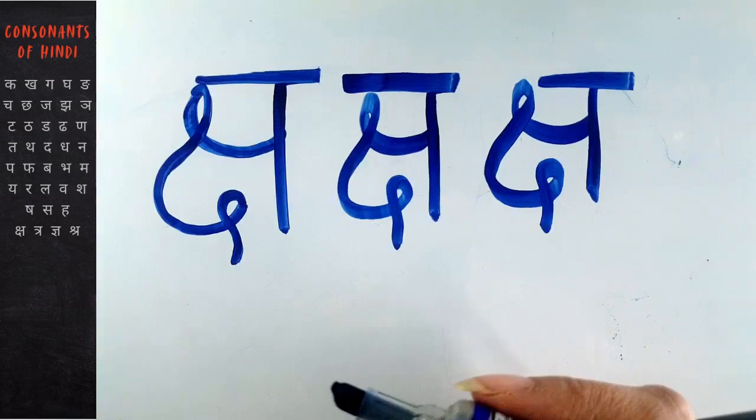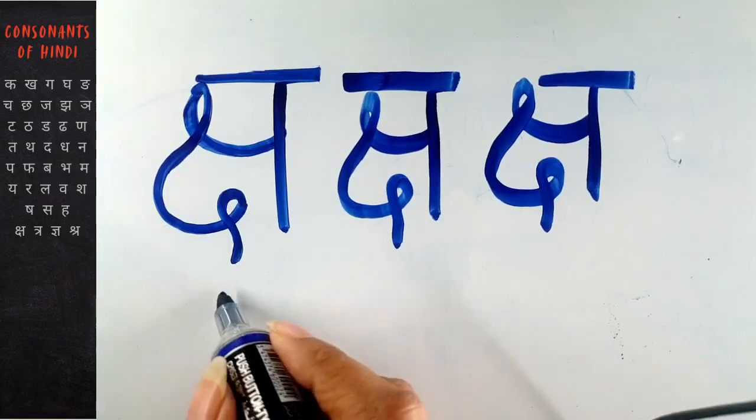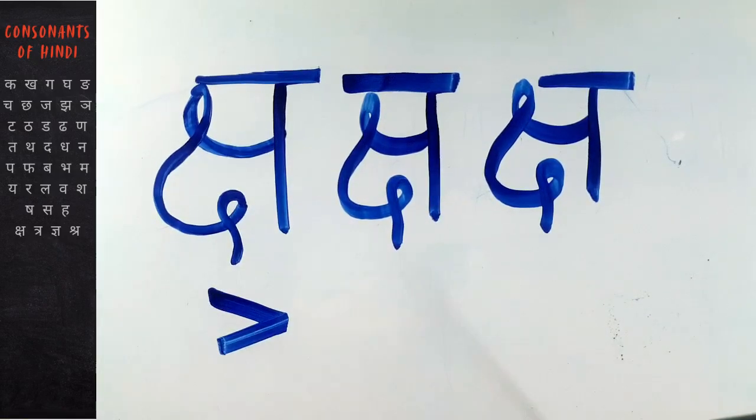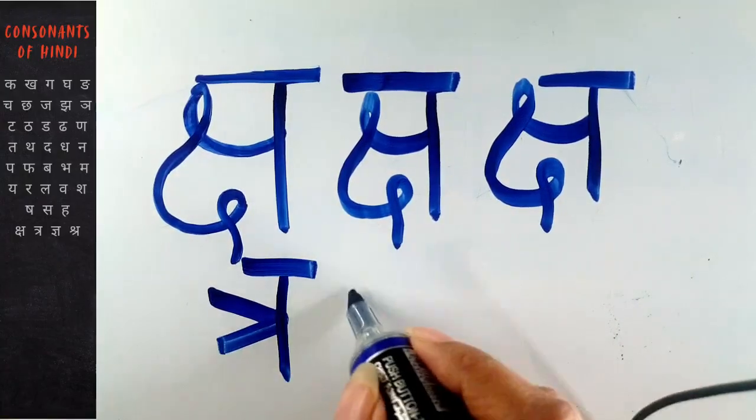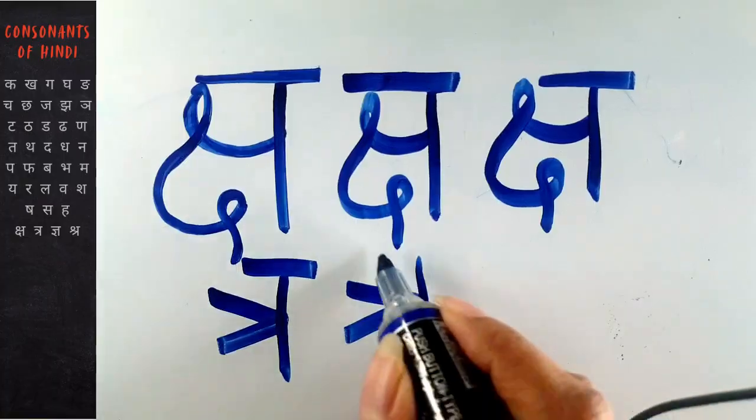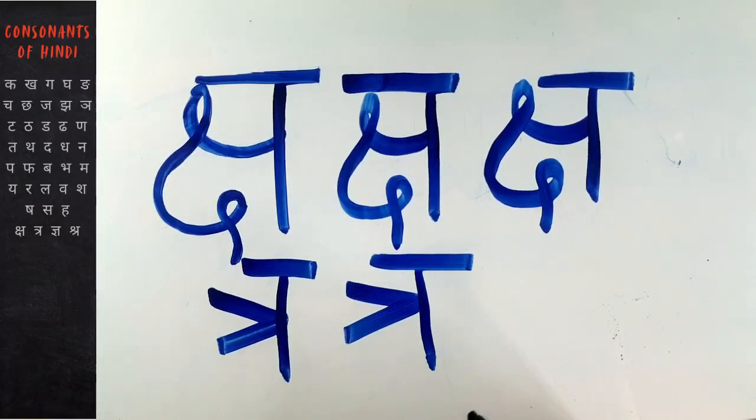Ksha. Then we have tra. Tra is quite simple. You just do this and this. This is tra.